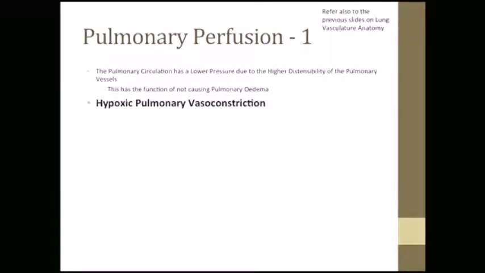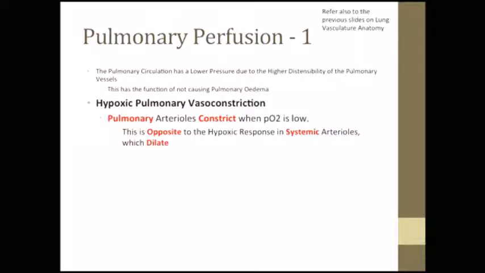Okay, so I'll be going to pulmonary perfusion now. So the pulmonary circulation, okay, this part you can read yourself. This is just the actual reasoning as to why. What's important to note is the hypoxic pulmonary vasoconstriction response. So you need to contrast this with your systemic system. Pulmonary arterioles constrict when your PO2 is low, whereas in the hypoxic response systemic arterioles dilate.